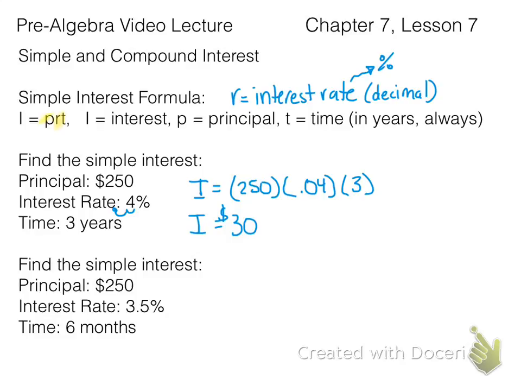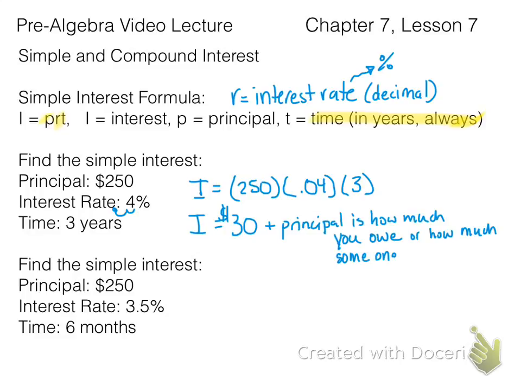All right, so now what happens if we do $250 at 3.5% for 6 months? And you're like, but Miss TH, time is always in years. Well, if we have less than 1 year, then our time has to be less than 1. Oh, by the way, the principal plus the $30 is how much someone owes you. They're going to pay you back the $250 plus the $30 extra. Or if you owe someone $250, you have to pay them the extra $30 on top of the principal.